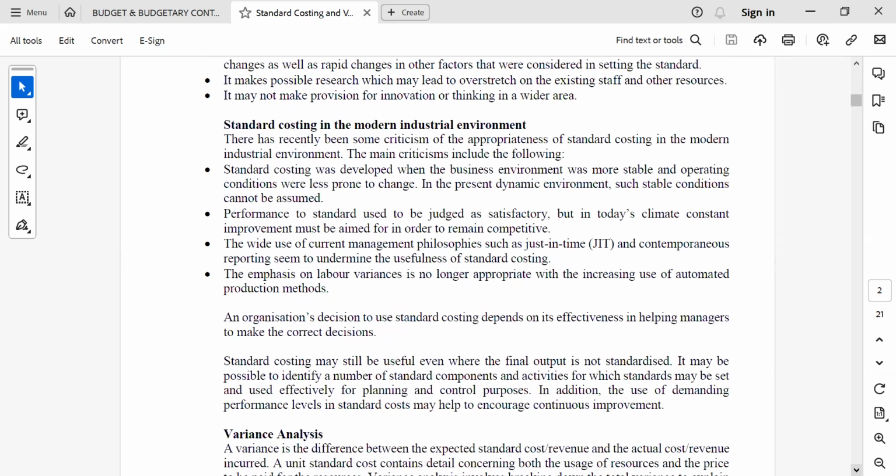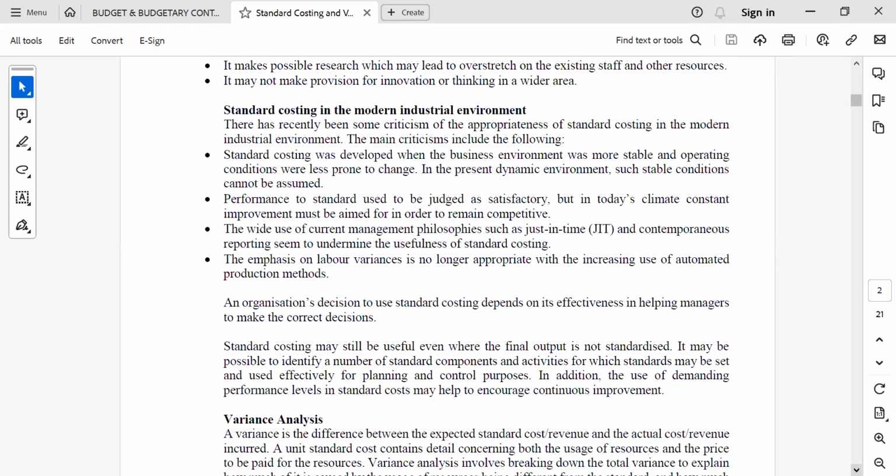Okay. So let's come to standard costing in the modern what? So last time we spoke about standard costing, and okay, that's nice. Last time we spoke about standard costing and just in time and also total quality management.